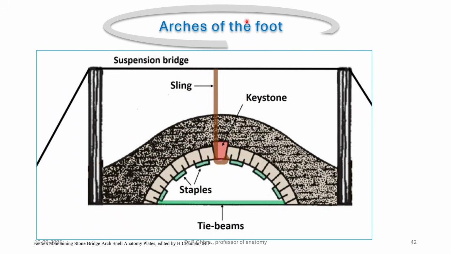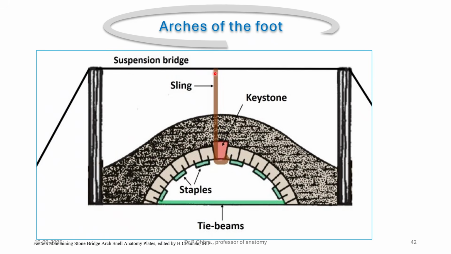Now we are going to see the supports, a very interesting part of the arches of the foot. They are compared very interestingly to the stone arch. The keystone is the main support. Then if the arch is wide, we have to tie the two pillars, the anterior pillar and the posterior pillar. If you tie these two ends, they are tie beams. If you bridge the adjacent stones with cement, they are called staples or tie beams.